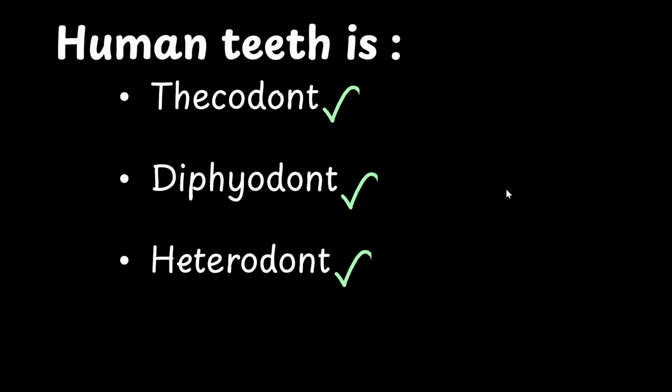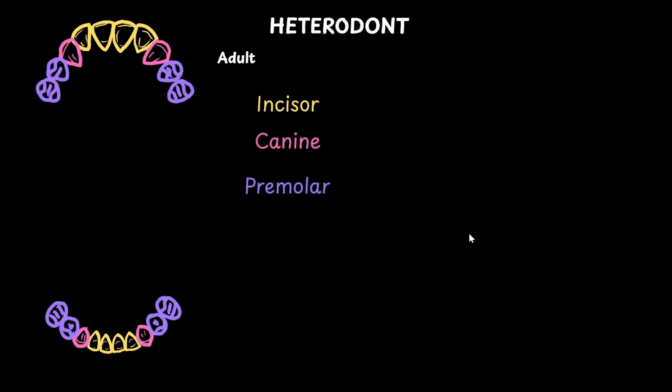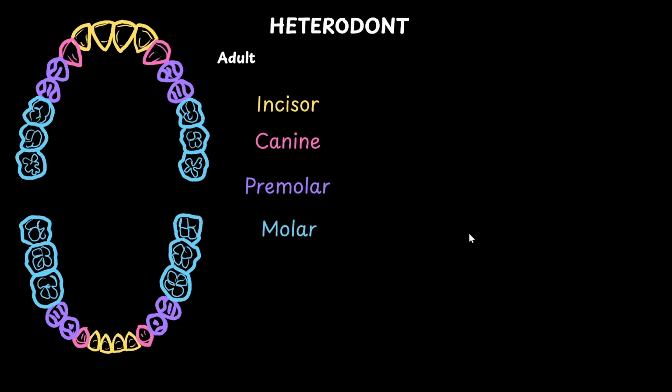And finally, we have heterodont. Heterodont means that we have different types of teeth that vary in their morphology and function. In adults, we see the incisors, which are chisel-shaped teeth used for cutting. Canines, which are dagger-shaped teeth, useful in tearing, and premolars and molars, which are also called cheek teeth because they're towards the back of the jaw, and they help in grinding.